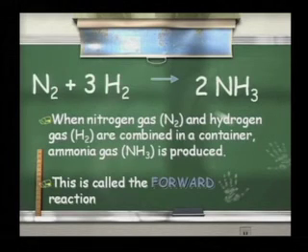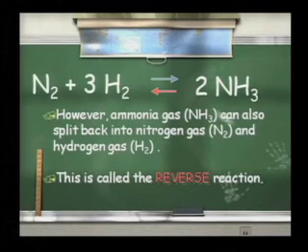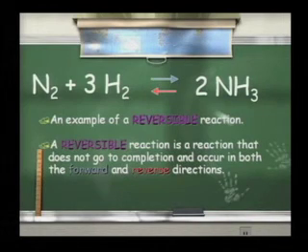Now, let's use the following reaction as an example. When nitrogen gas and hydrogen gas are combined in a container, ammonia gas is produced. This is called the forward reaction. However, ammonia gas can also split back into nitrogen gas and hydrogen gas. And this is called the reverse reaction. This is an example of a reversible reaction.